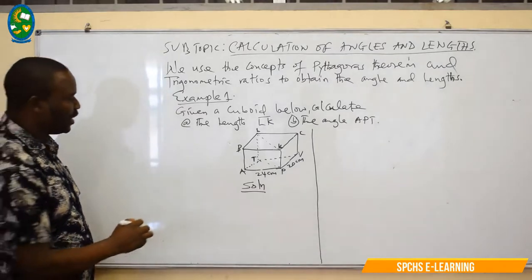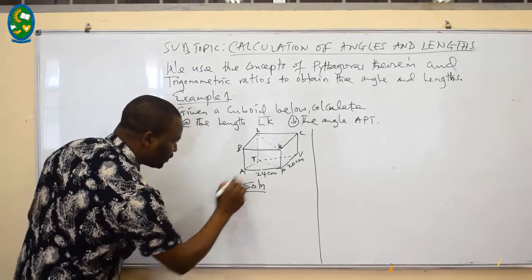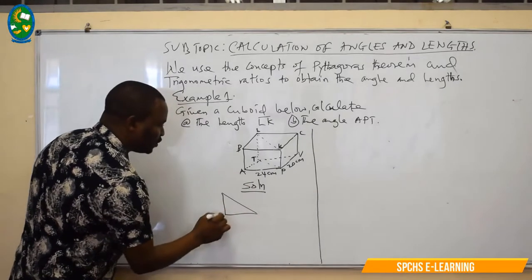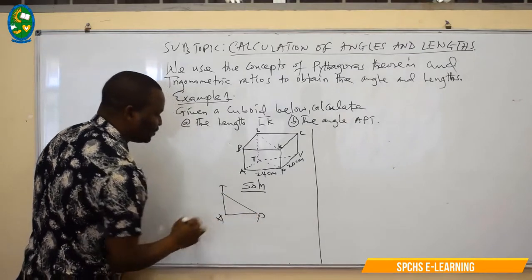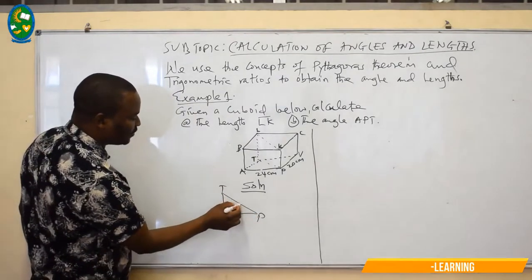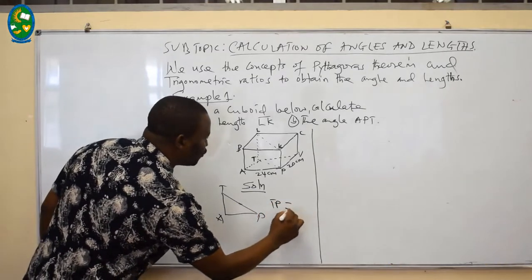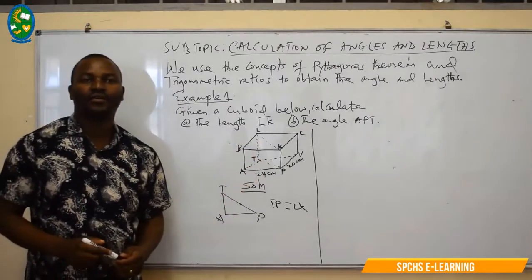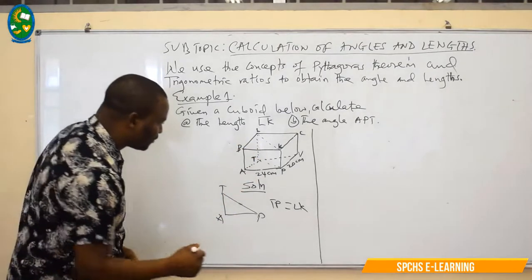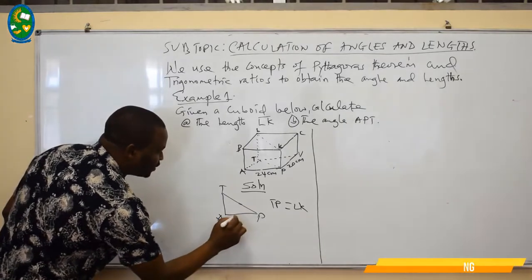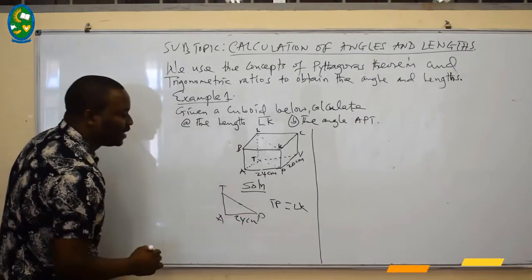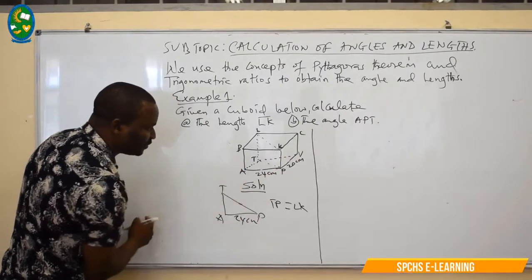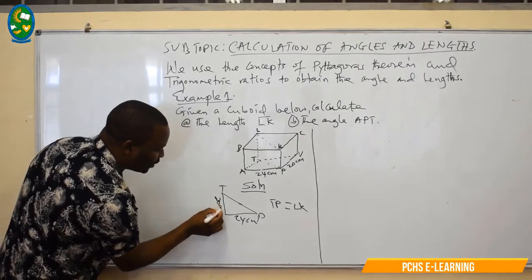To calculate this, we must use the Pythagoras theorem. Let us take this triangle, which is APT. We need this line TP, which equals LOK. So once you get TP, it means you have already got LOK. Length AP is equal to 24 centimeters, and the length PV, which is equal to AT, is equal to 20 centimeters.